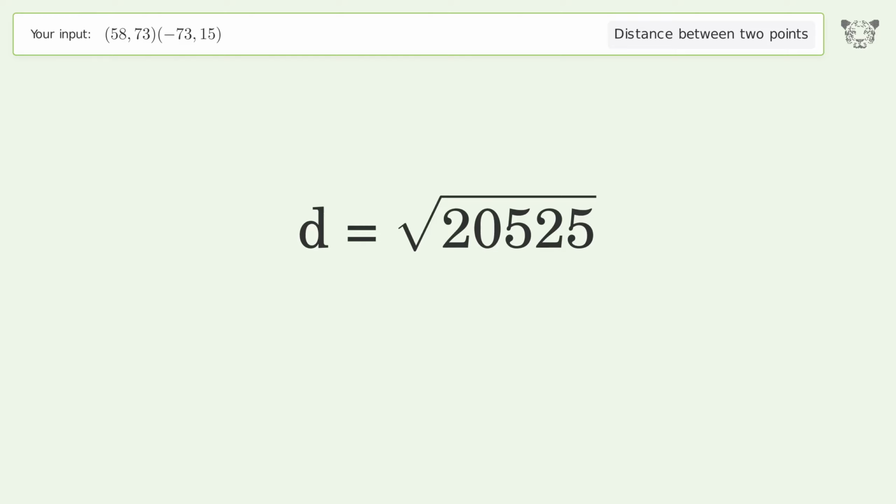And so the distance between the 2 points is the square root of 20,525 or 143.265.